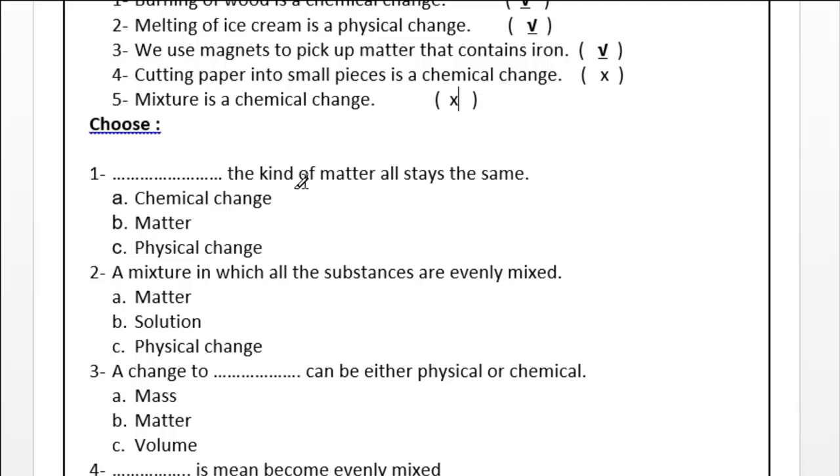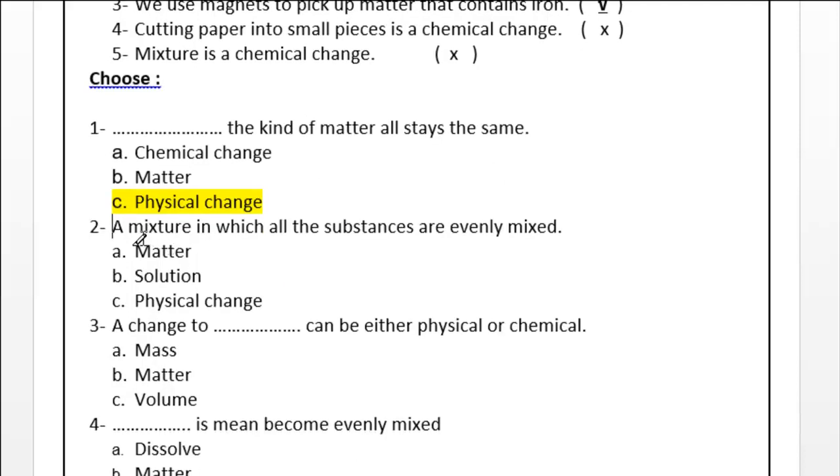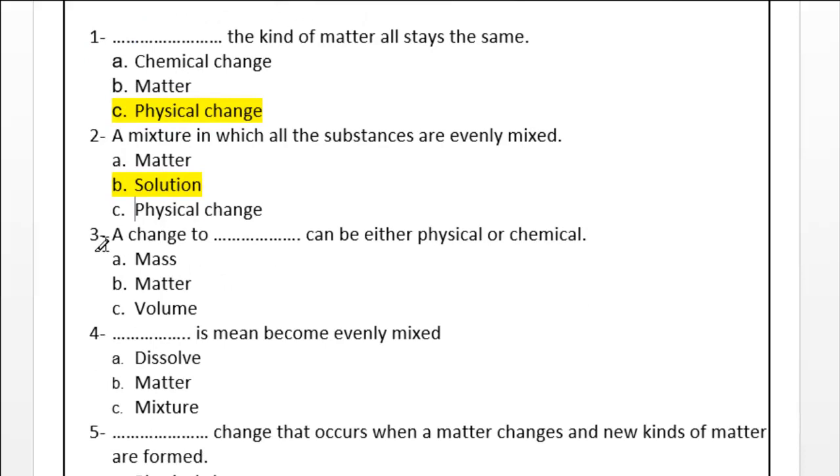Choose the kind of matter all stays the same. In the physical change, the kind of matter all stays the same. Number 2, a mixture in which all the substances are evenly mixed is called a solution. Number 3, a change to matter can be either physical or chemical.